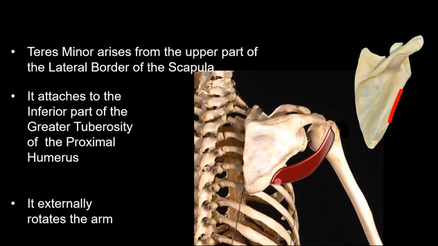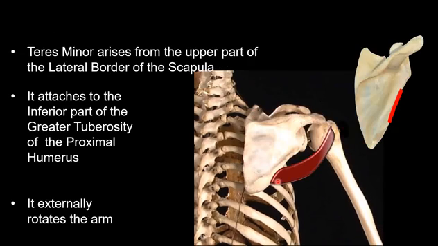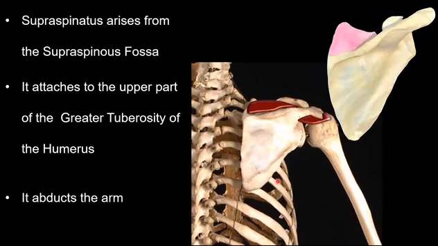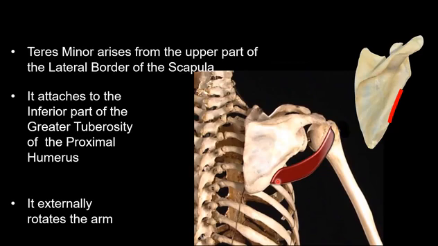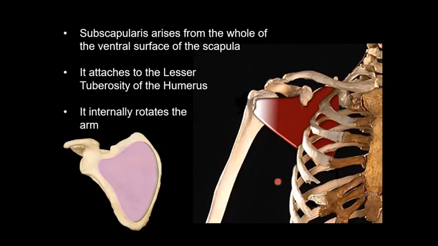Now, we've talked about how many muscles right now? I think about 3. Let me go back again. The supraspinatus, the infraspinatus, and the what? Supraspinatus, infraspinatus, and teres minor. All of them find their attachment at the greater tuberosity of the humerus, the proximal part of the humerus.